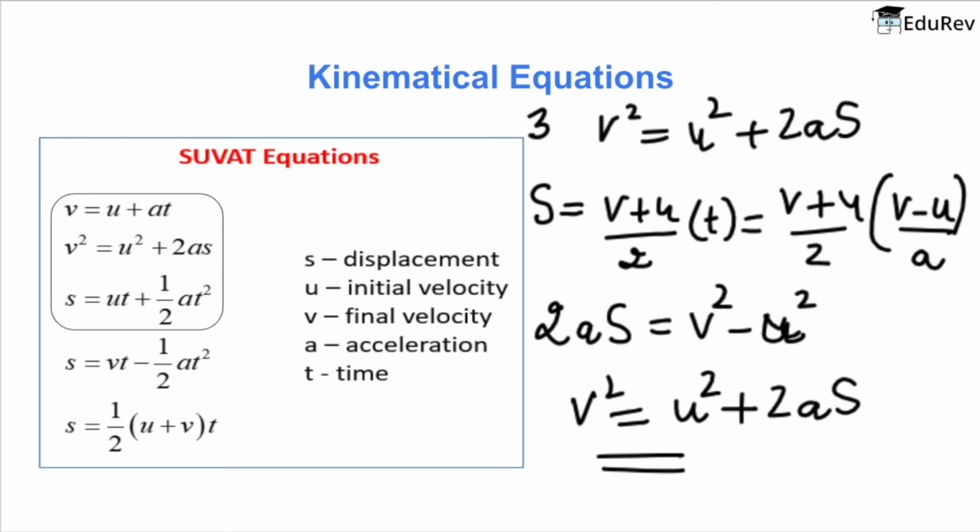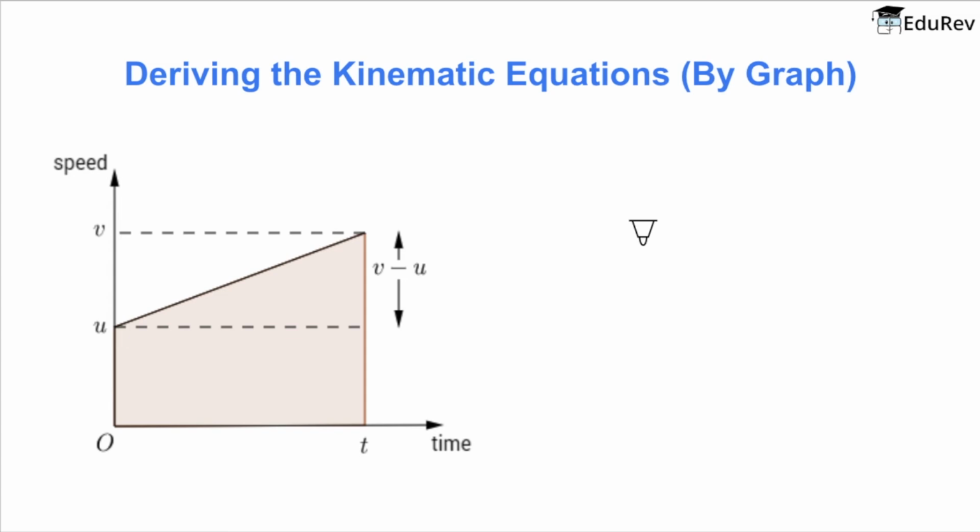But this is not the only way to derive these equations. We can also derive them graphically. Let's see how. So can you guess which kind of motion this is? Yes, this is a constant accelerated motion. So let's try to derive the equations of motion, or the kinematic equations, from this graph.